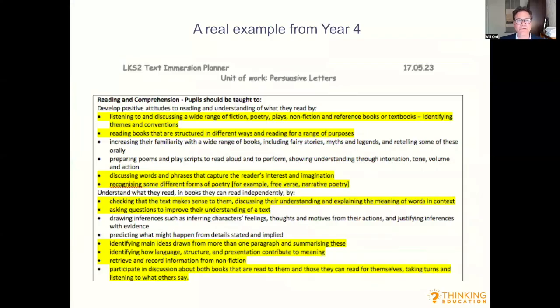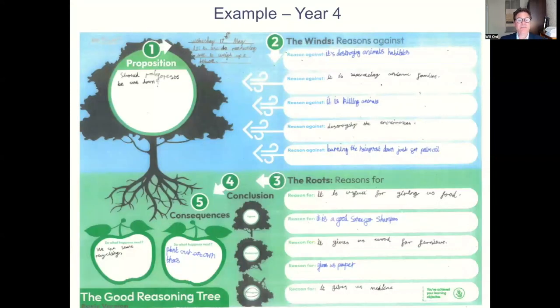Here's a real example from Year 4 from a teacher in Newbury. They were working on persuasive letters, reading and comprehension, etc. The proposition they actually phrased as a question: should rainforests be cut down? The winds against, that is the reasons against rainforests being cut down. They worked in groups and came up with it's destroying animals' habitats, etc. They had reasons for it. Their conclusion here, they disagreed, that they felt that the winds were stronger than the roots, and the consequences, we can start recycling, we can plant our own trees, were the consequences.